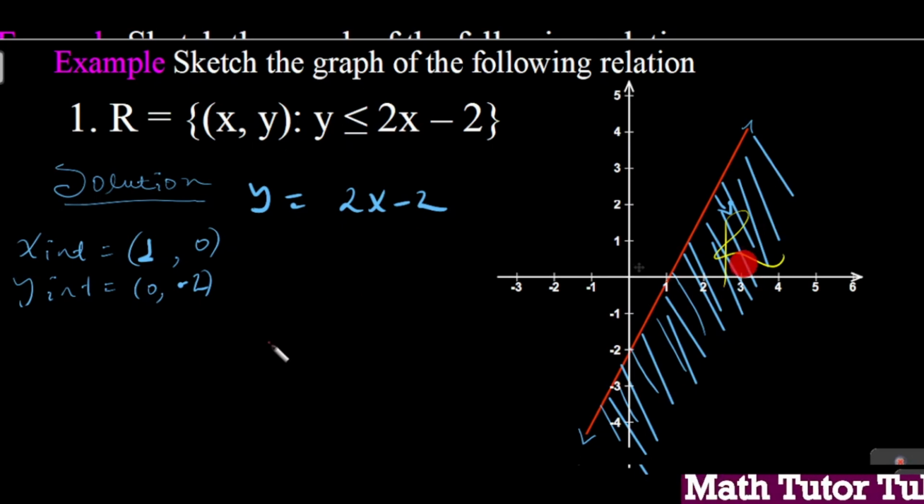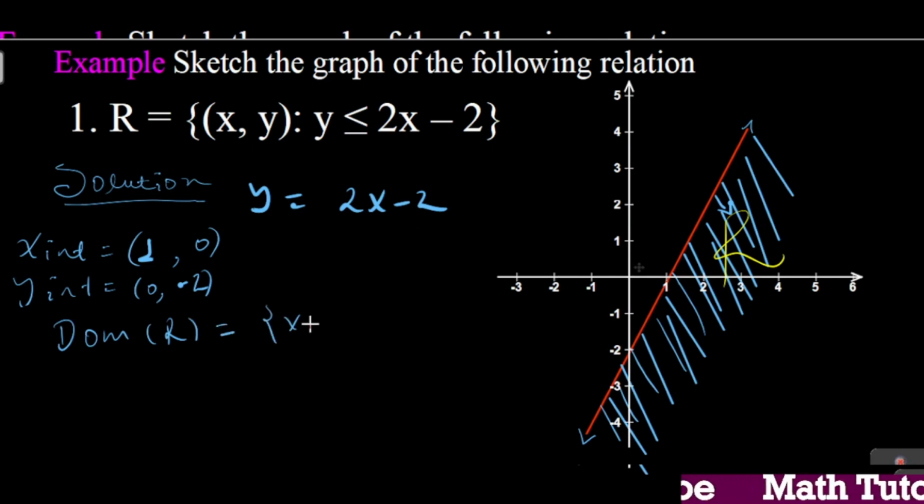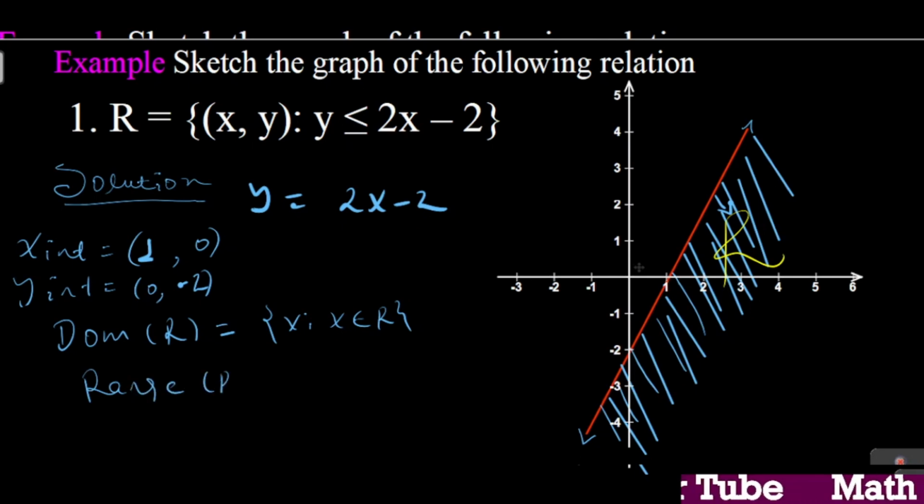We can find the domain and the range of this relation depending on this graph. The domain of this relation is the set of x such that x is an element of the real numbers, and the range of this relation is the set of y such that y is an element of the real numbers.